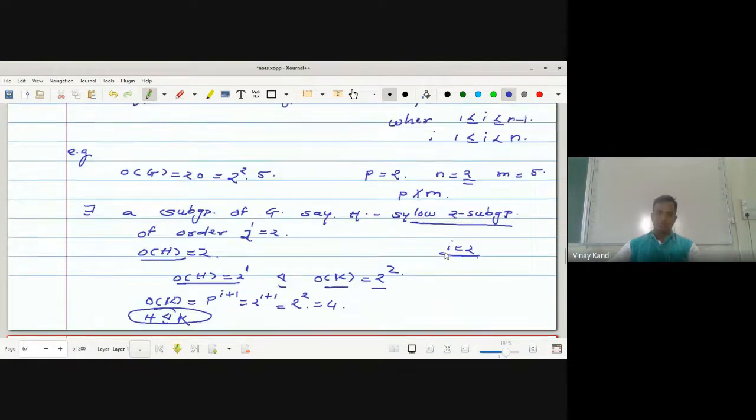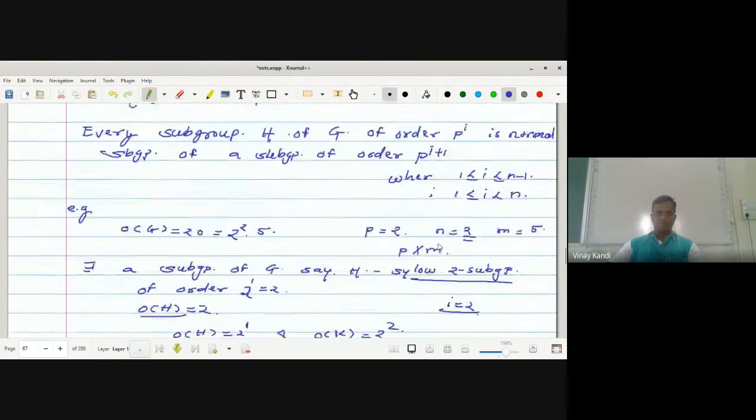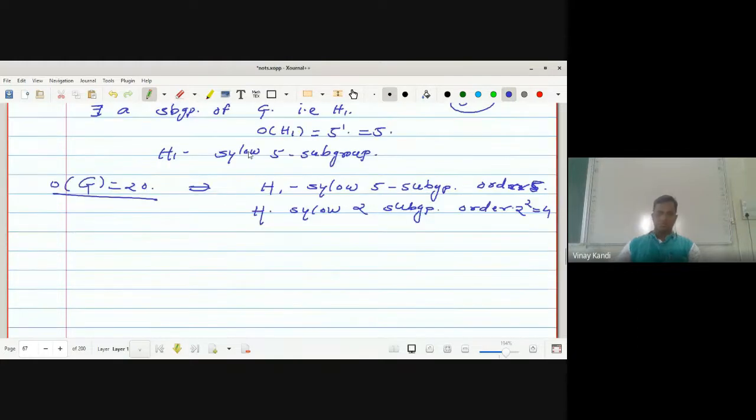P raised to I. Look at here. 2 raised to 2. Okay, any doubt? म्हणजे सीलो 5 सबग्रुपची ऑर्डर किती असेल? 5. सीलो 2 सबग्रुपची ऑर्डर किती असेल? 4.